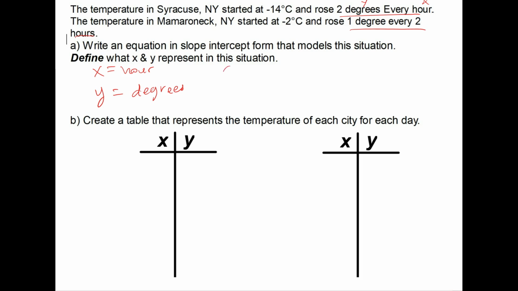So we have Syracuse. I don't know why it's hard for me to say that word. And then we have, I don't know what this is. I'm just sounding this out. Mamaroneck.